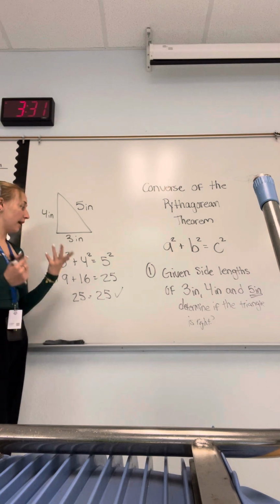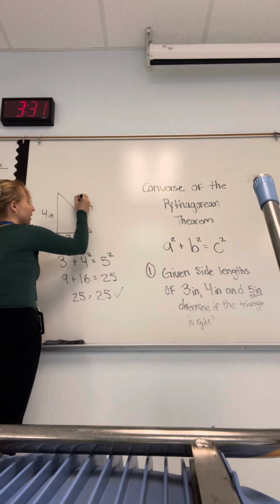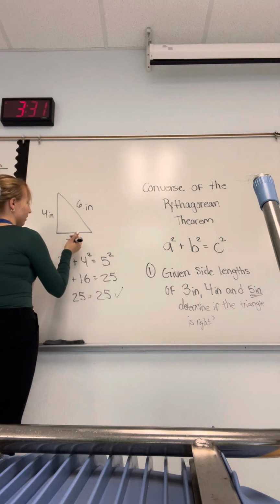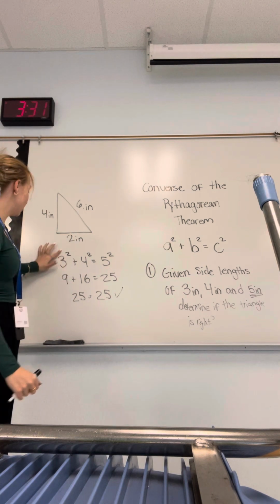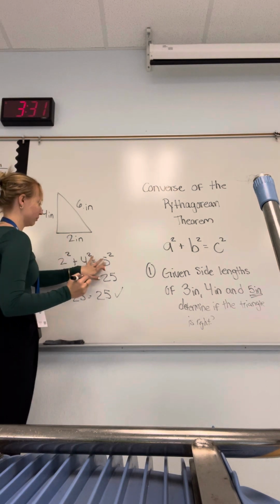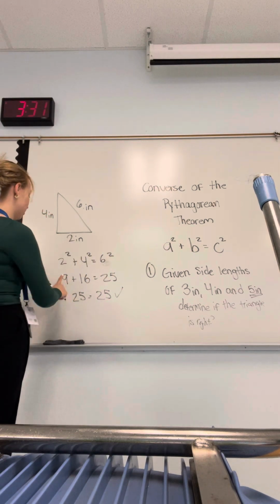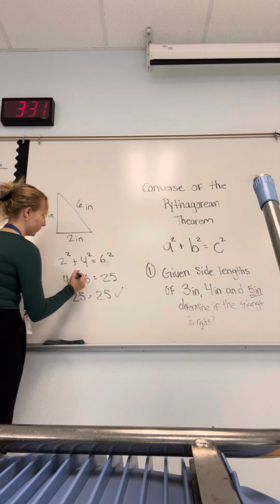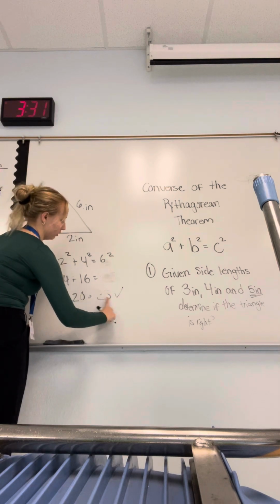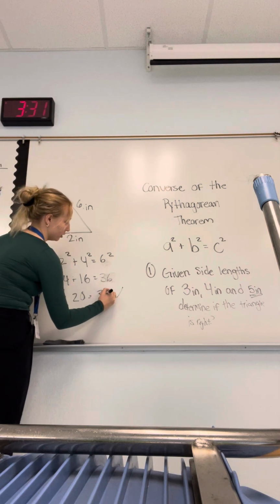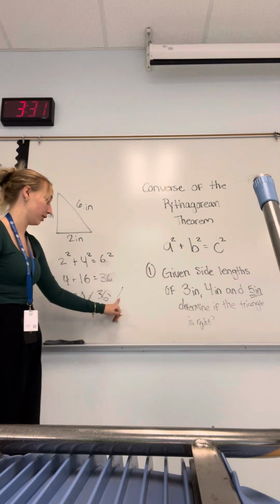Now, if we were to change this, let's say our hypotenuse is 6 inches now, and let's say that this is 2 inches. So if we were to change these measures, it's going to affect the result that we get. 2 squared is 4. 4 plus 16 is 20. 6 squared is 36. So does 20 equal 36? No. So that means that it is not a right triangle.